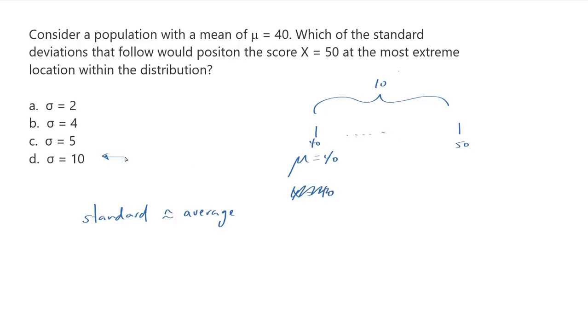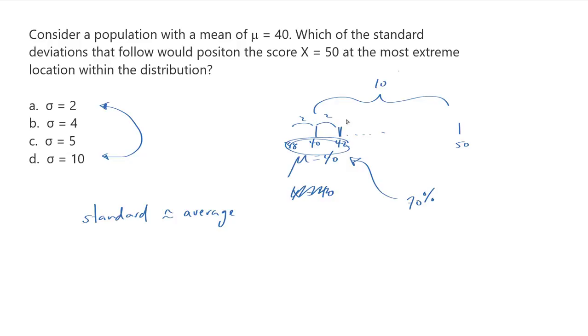But if I go all the way to the other extreme, and I had a standard deviation of 2, that would mean that on average, most scores are within 2 points. So most scores are going to fall somewhere between 38 and 42. The majority of scores, in fact, 70% of scores are within 1 standard deviation.